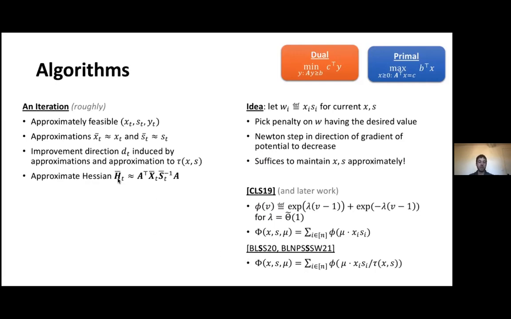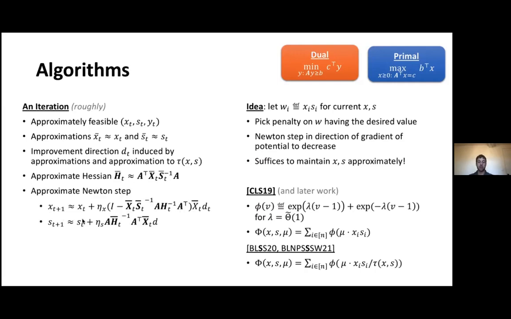What we'll also do maybe is compute some approximate Hessian induced by x and s. And with this, we'll take both primal and dual Newton steps of some step size. All right. So we have approximate points, an approximate Hessian, and approximate Newton steps on x and s in this direction that came from the gradient of this penalty.